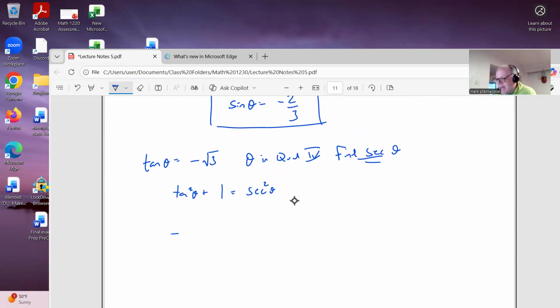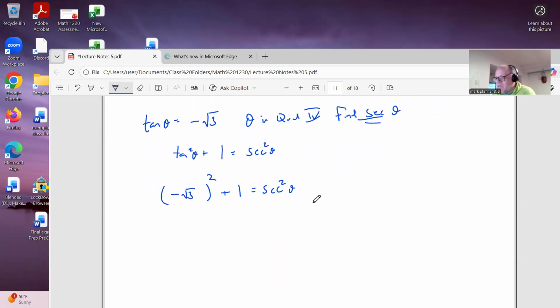So we have negative square root of 3, and we're going to square it, plus 1 is equal to secant squared. We have 3, because square root of 3 times square root of 3 is 3. Don't forget the negative times negative turns into a positive. So we have 3 plus 1 is equal to secant squared. Oh, 4 is equal to secant squared. They didn't want secant squared, they wanted secant. Secant is equal to plus or minus the square root of 4, or plus or minus 2.